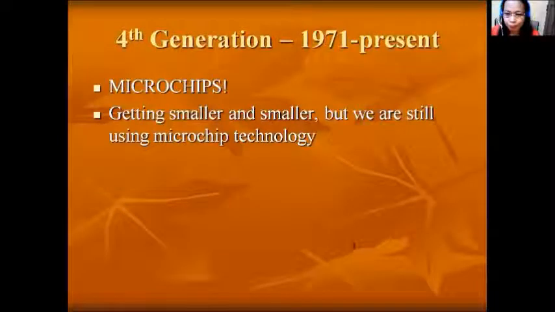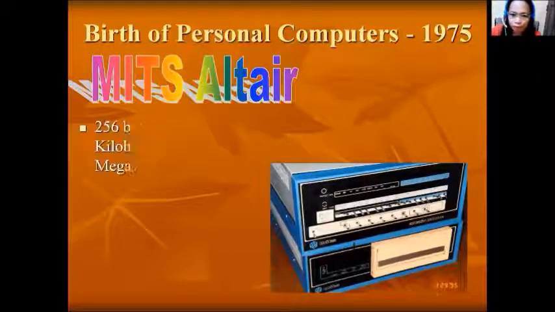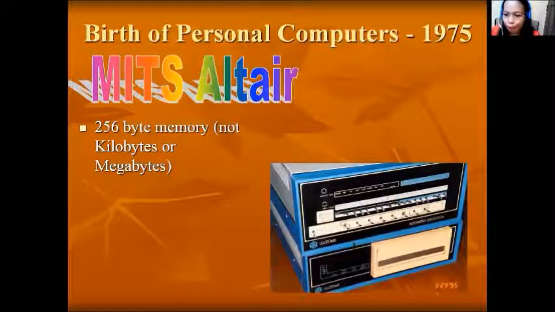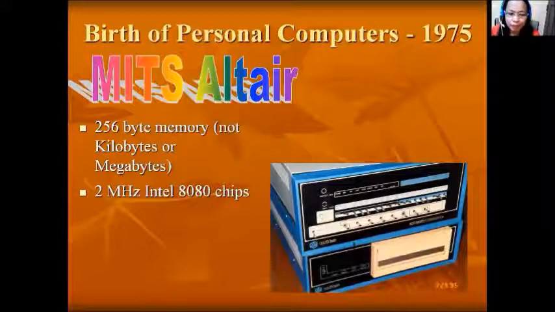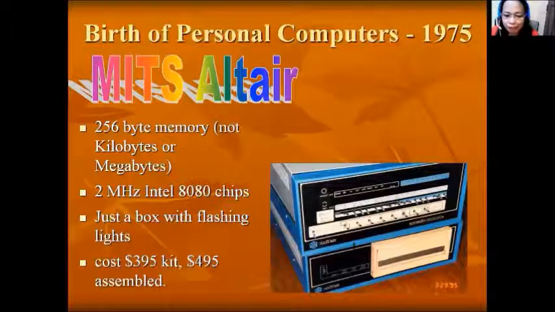So, fourth generation, 1971 to present, microchips, getting smaller and smaller, but we are still using microchip technology. So the birth of personal computers. The personal computers started in year 1975. So MITS Altair, 256 byte memory, 2 megahertz Intel 8080 chips, just a box with flashing lights. It cost $395 as a kit, $495 assembled.